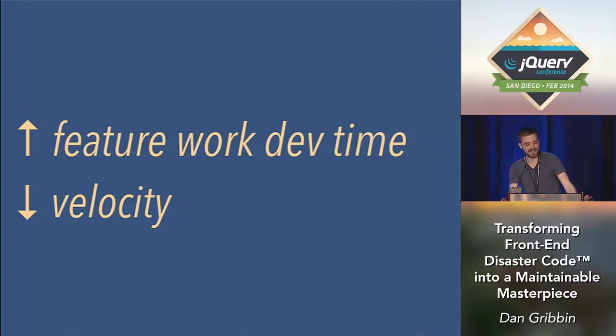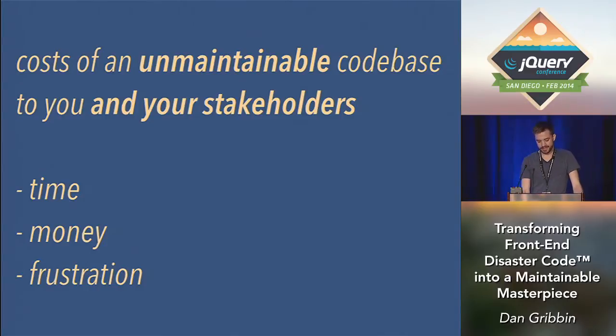At this point in Alpine's life cycle, it was becoming increasingly difficult to fix things. Dev time for pretty much all feature work was increasing, and our velocity, or the amount of work that we could complete in a sprint, was decreasing. Now, the cost of unmaintainable code bases is not insignificant, and can cause a lot of frustration for both sides, you and your stakeholders, in three main areas.